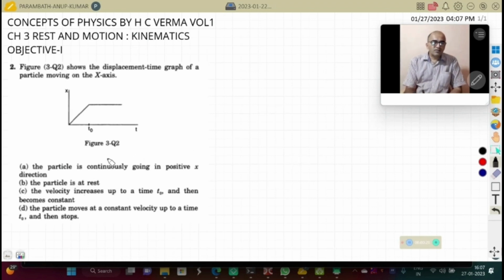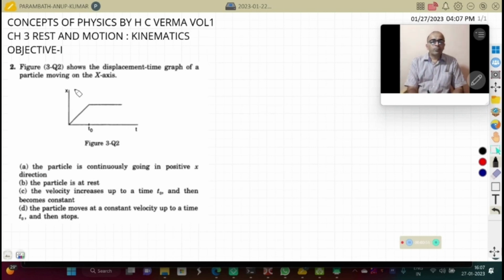Now looking at the graph, we have to choose these options. A. The particle is continuously going in the positive x direction. B. The particle is at rest. C. The velocity increases up to a time t0 and then becomes constant. D. The particle moves at a constant velocity up to a time t0 and then stops. In HC Verma, Objective 1 has questions in which only one of the options is correct.